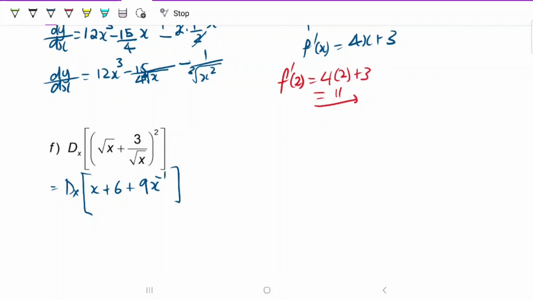Once you're done with this, you can simply find the derivative of this in your next line. The derivative of x is 1. The derivative of 6 is 0. And this derivative is negative 9 to the minus 2. And then we can simplify this in our last step by getting 1 minus 9 over x squared. Therefore, this is how you do basic differentiation.